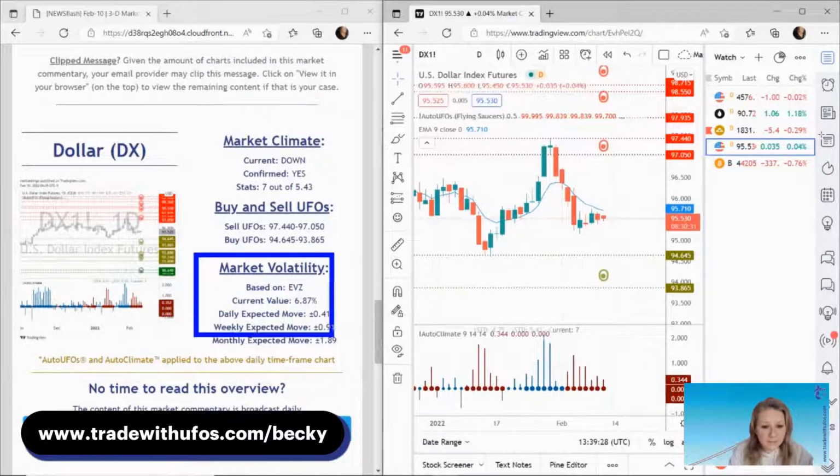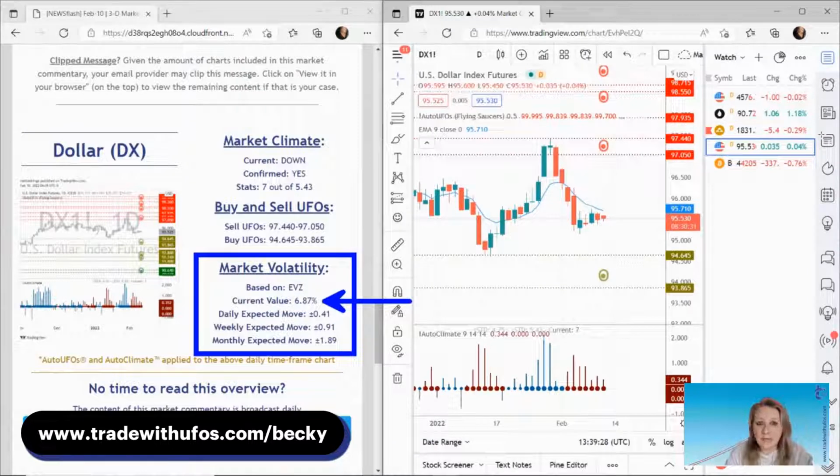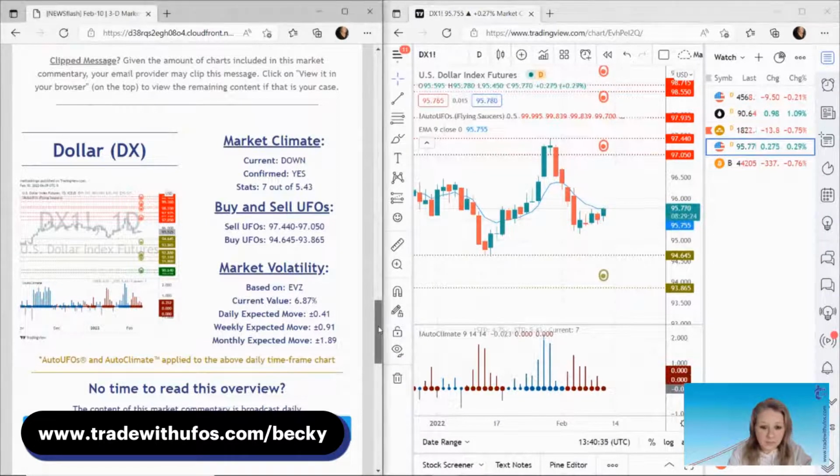Now, with market volatility on the US dollar, we would expect it to move up or down in 1 year by 6.87%. So in a day, 0.41 points, in a week, 0.91 points, and in a month, 1.89 points. Again, that's movements either up or down. So that's the US dollar.